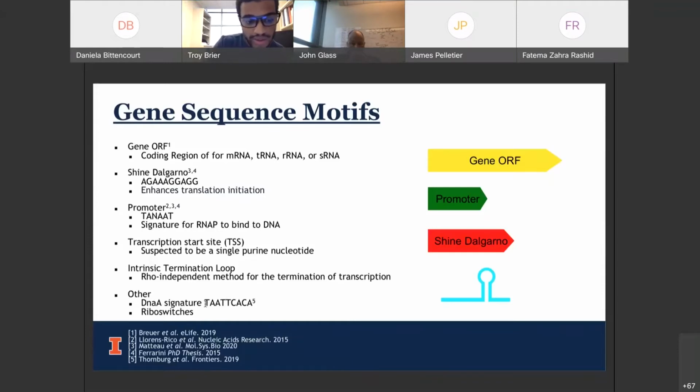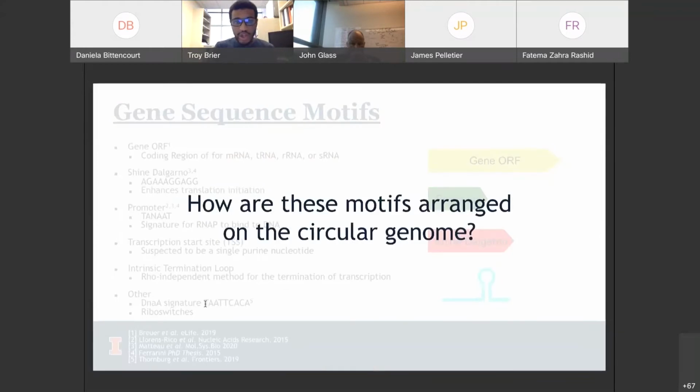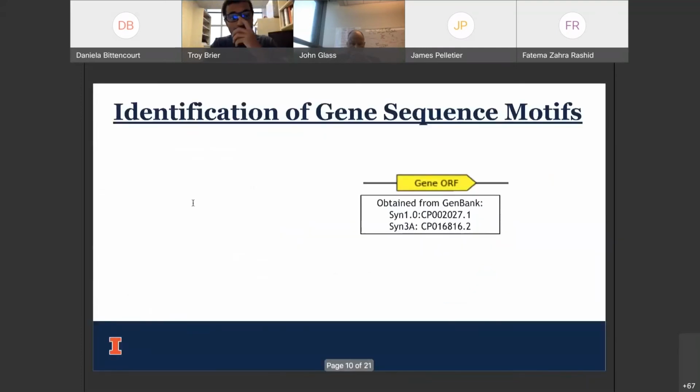Now that we have identified these sequence motifs, the big question to ask is: how are these motifs arranged on the circular genome? To determine that, you can identify each of these sequence motifs along the genome, and then using their coordinates, you'll have an understanding of where they fall along the circular genome. The first thing we can start with is looking at the open reading frames, which are defined in the GenBank file for both Syn1 and Syn3A. This is the easiest step.